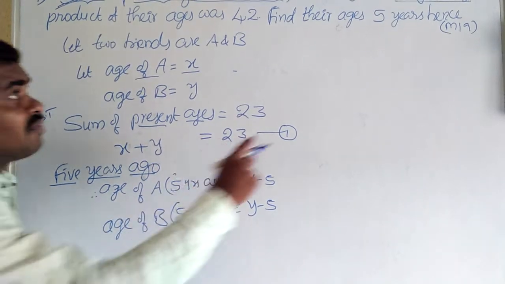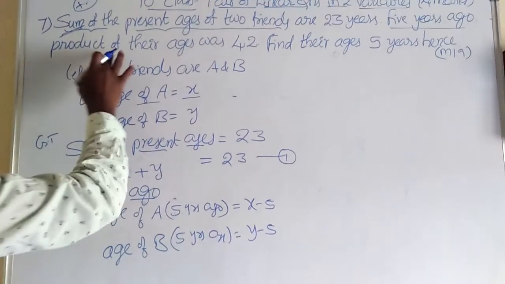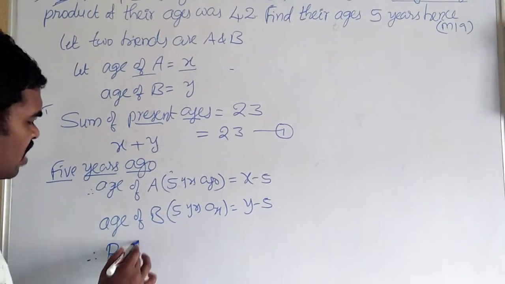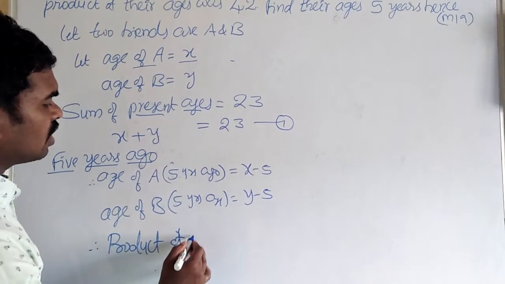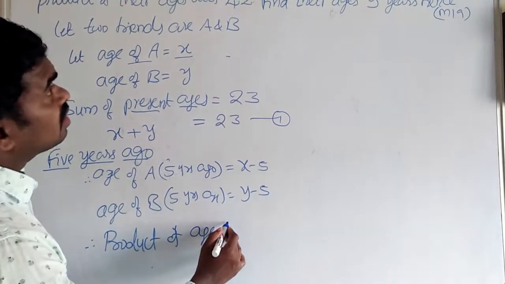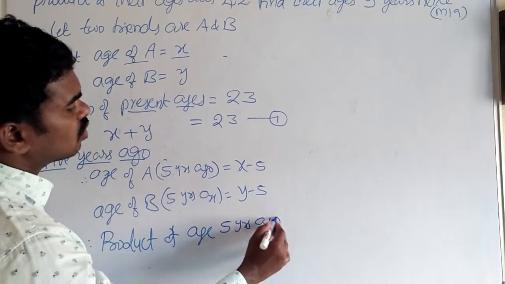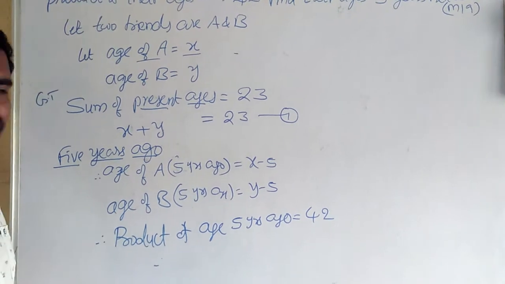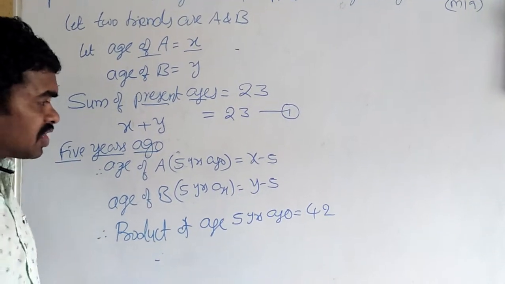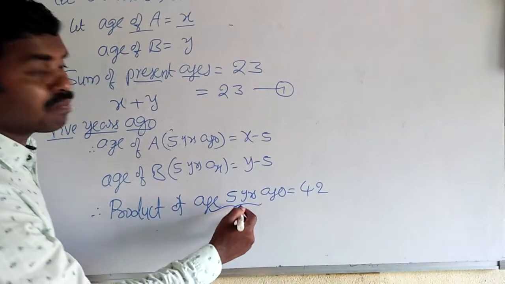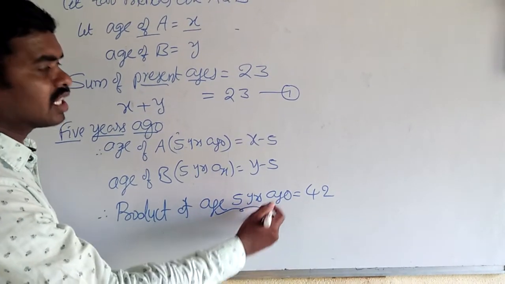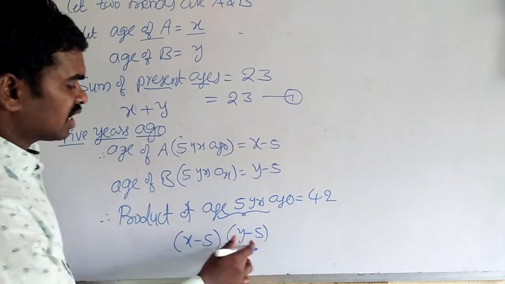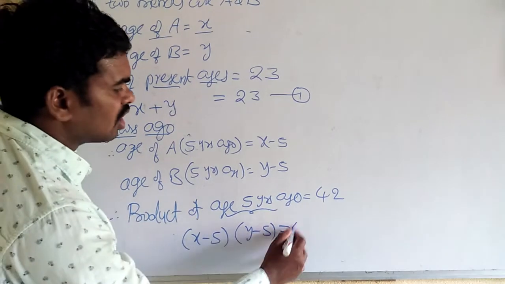Now the condition: 5 years ago the product of their ages was 42. So the product of the ages 5 years ago is equal to 42. Product means multiplication. The ages 5 years ago are x minus 5 and y minus 5, so their product, the multiplication, is equal to 42.